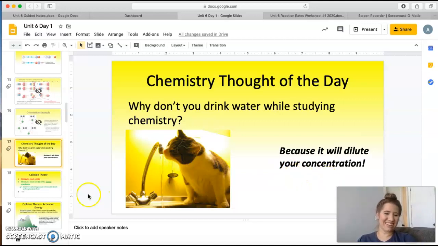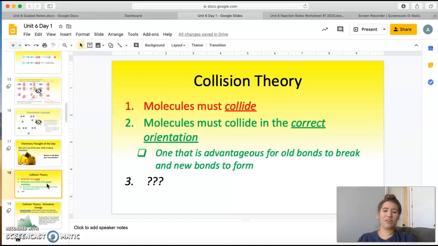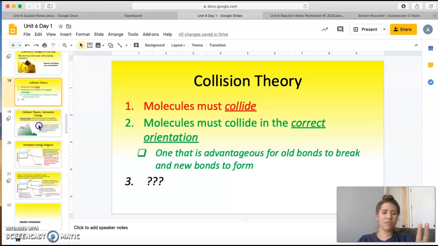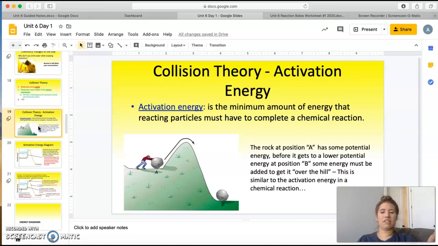Okay. Chemistry. All right, so what is collision theory? So far we know that molecules have to collide to form new bonds, and they have to have the correct orientation, but there's a third part of this, and that's activation energy. What we mean by activation energy is that these molecules have to run into each other fast enough in order for them to break and form new bonds. Okay, so it's the minimum amount of energy that these particles need to collide in order to form the product.